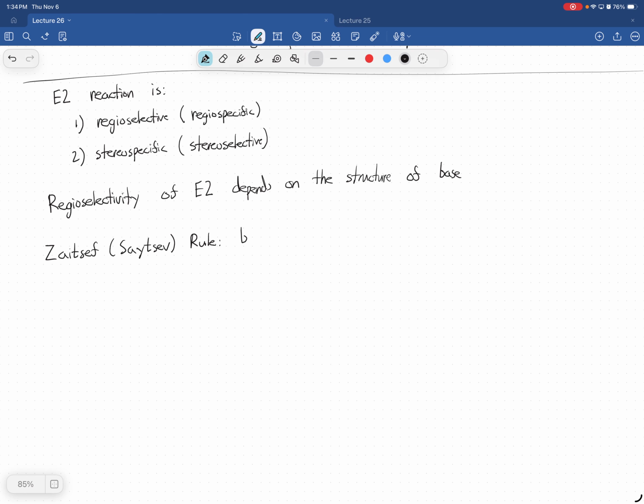What this says is that when you use base to cause elimination reactions, base-induced elimination reactions, they generally give the more substituted alkene, and this turns out to be the more stable alkene.